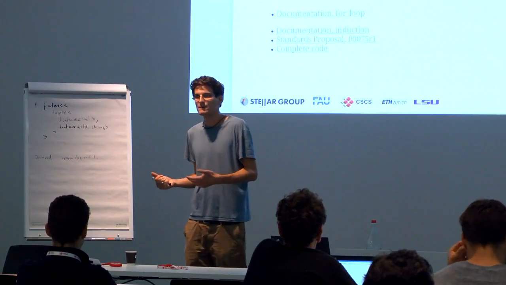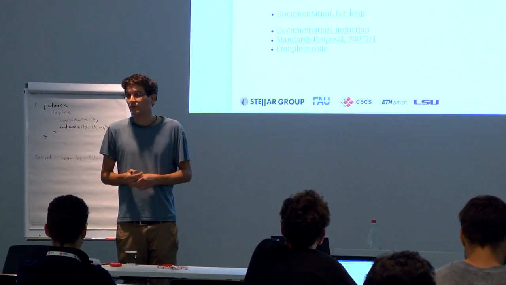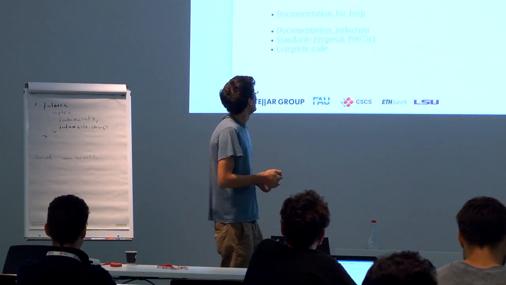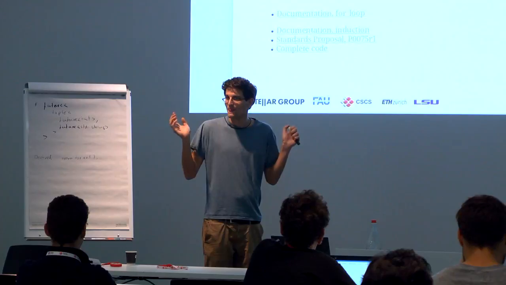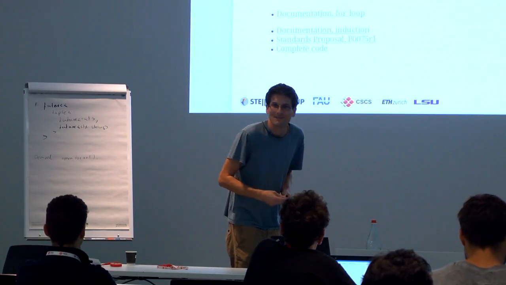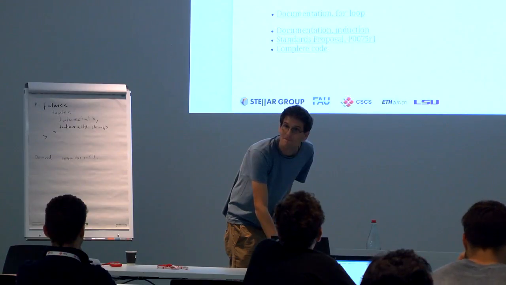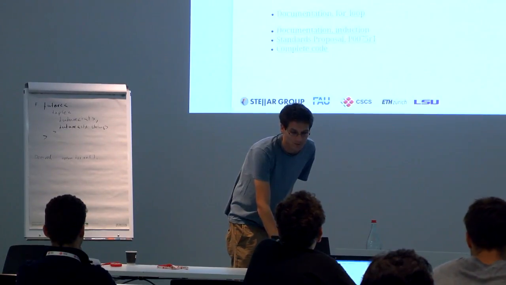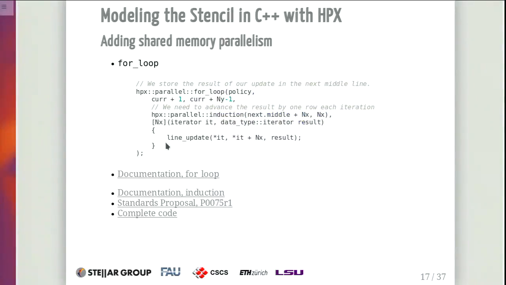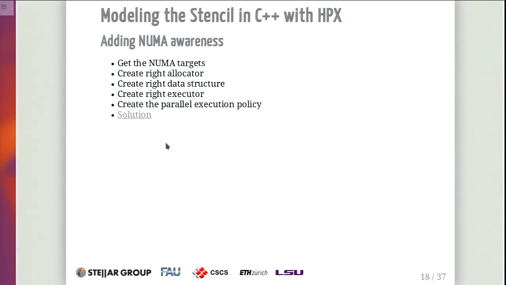So it's memory bound. Okay, so memory bound problems. Well, you have to make it NUMA aware, right? And question: how do we make it NUMA aware? Right. We just essentially change the policy and the data structure and apply the data locality and execution locality. Right. So getting the NUMA targets, create the right allocator, create the right data structure, right executor, and create the parallel execution policy.